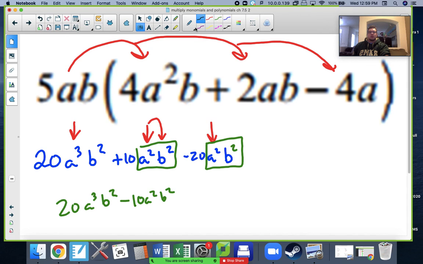So when it comes to organizing, alphabetical order, and then by biggest power. So A beats out B, cubed beats out squared, and if there needs to be any tiebreaker, you look at any additional letters. And that's multiplying monomials by polynomials.